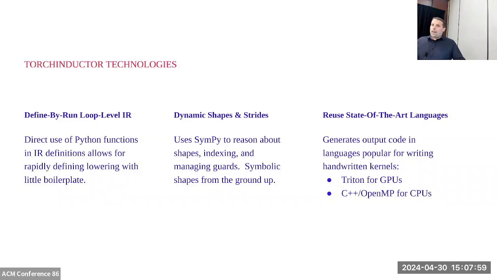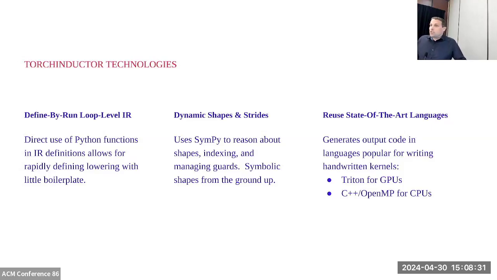Inductor's IR. And this is really important because one of the big bottlenecks that have made it difficult to write compilers for PyTorch is that PyTorch has thousands of operators. And if you have a really difficult to use compiler IR, you'll get stuck just implementing lowerings. And so by using the full power of Python in our compiler's IR, we were able to very rapidly support large subsets or large fractions of the PyTorch language.